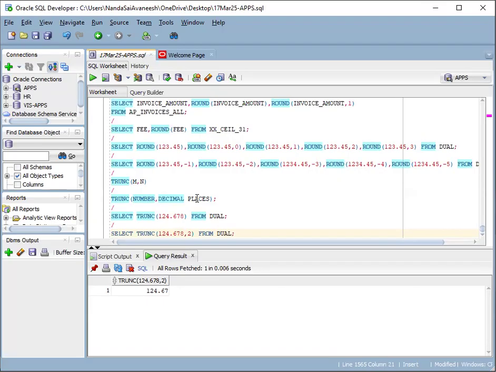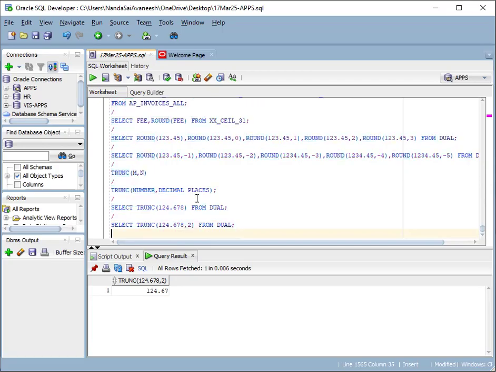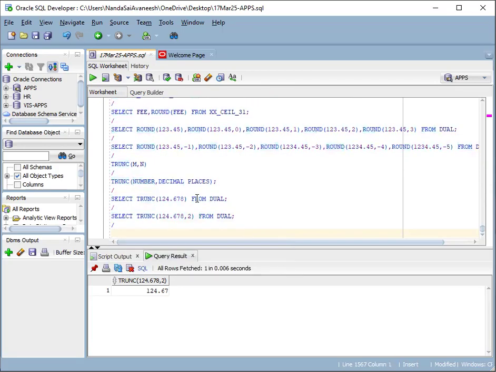Suppose this 8 is there. 8 is greater than 5, so it should add to the previous value. That would be in the ROUND function, where it verifies whether it is greater than 5 or not, and if it is greater than 5, 1 is added to the previous value. Whereas TRUNC won't check this logic. That condition isn't checked in the TRUNC function. So it simply truncates the value up to the decimal places which we mention in the n value.